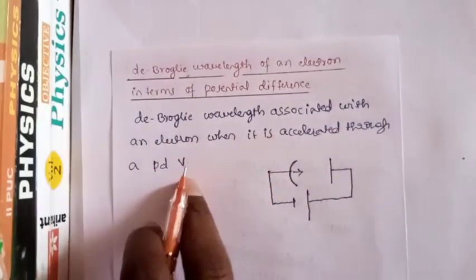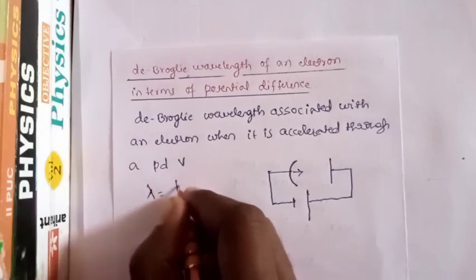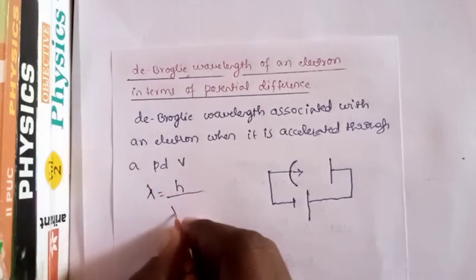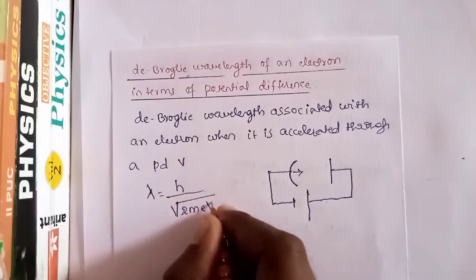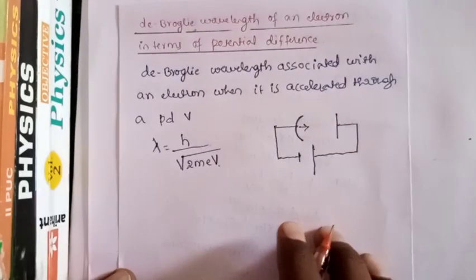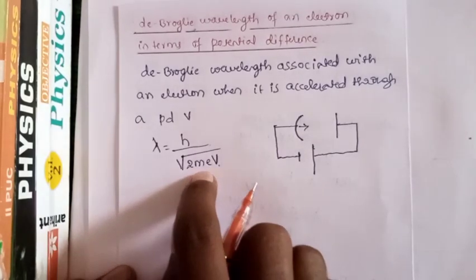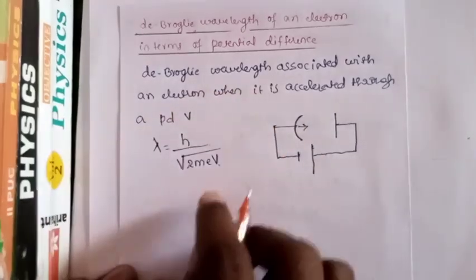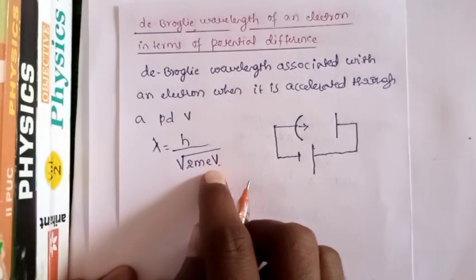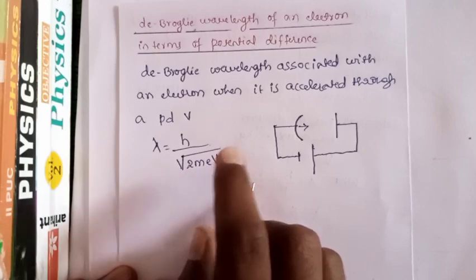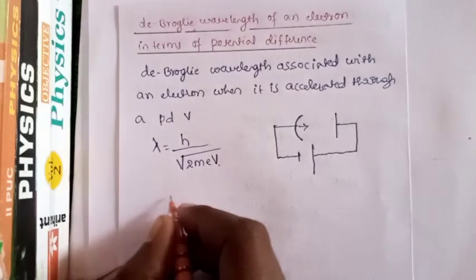a potential difference V? That is lambda is equal to h divided by square root of 2 m e V. Okay, then substitute the values here. So m is nothing but, which particle is given? Electron is given, means mass of the electron. e is the charge on the electron, V is not given, so keep it as it is. Then put the values.